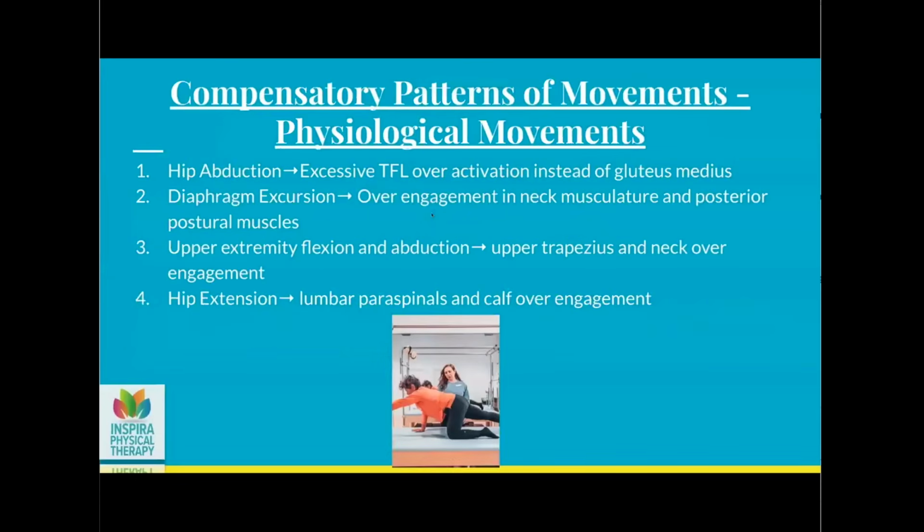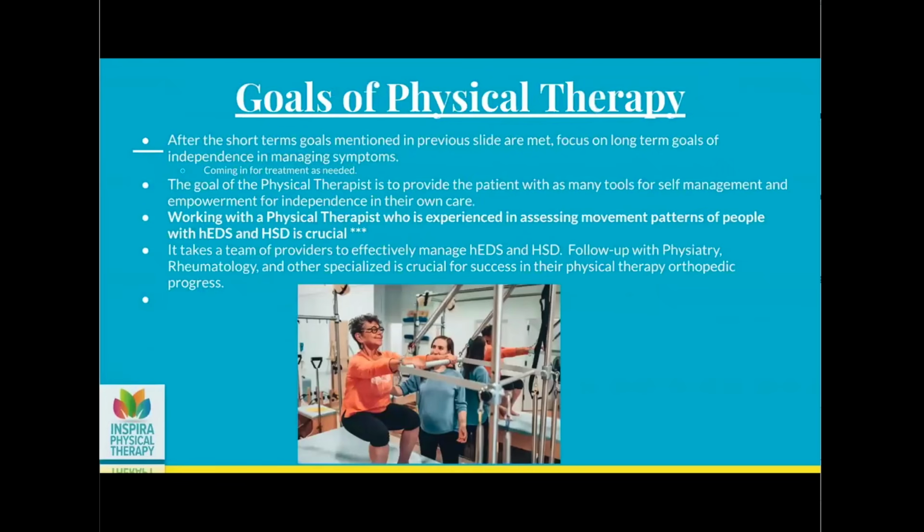Compensatory patterns of movement, physiological movements. For hip abduction, we're watching for excessive TFL activation, where we want to be really seeing more gluteus medius, diaphragm excursion. Diaphragm physiology is a challenge for people who have EDS and HSD. And so watching for other compensatory muscles such as the neck and posterior postural muscles, upper extremity flexion abduction, upper trapezius and neck engagement again, and then hip extension. Commonly we'll see low back musculature and calf over engagement instead of the true hip extensors, glute max, and proximal hamstring working. So goals of physical therapy.